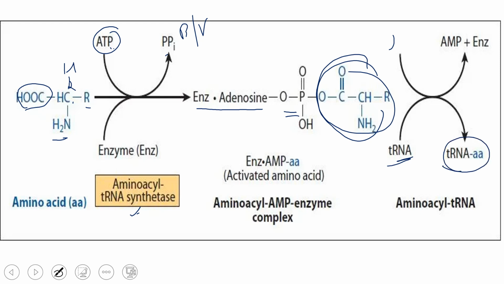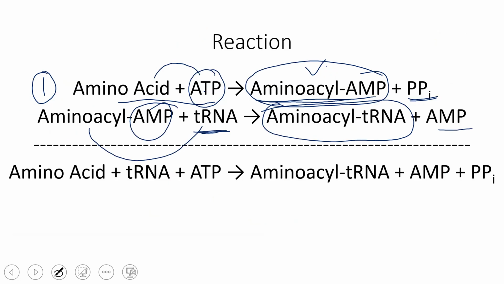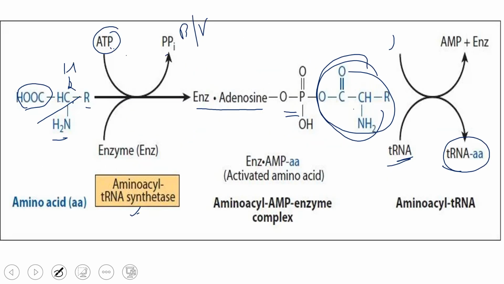So in two stages: in the first stage ATP is consumed and gives AMP to the amino acid, so we get amino acyl AMP. In the second stage, it will combine with tRNA. The AMP portion will be released and the tRNA will be loaded with the amino acid. This reaction occurs for all the 20 amino acids.